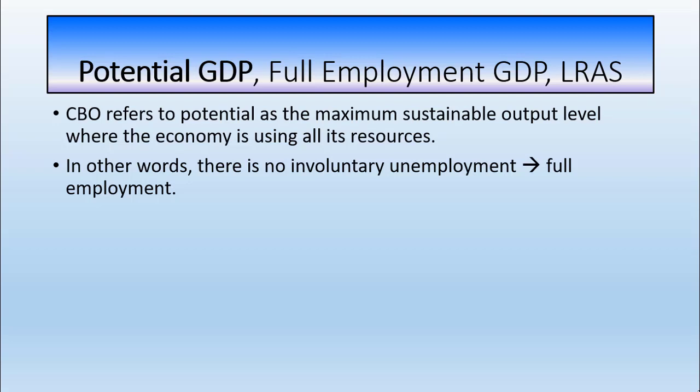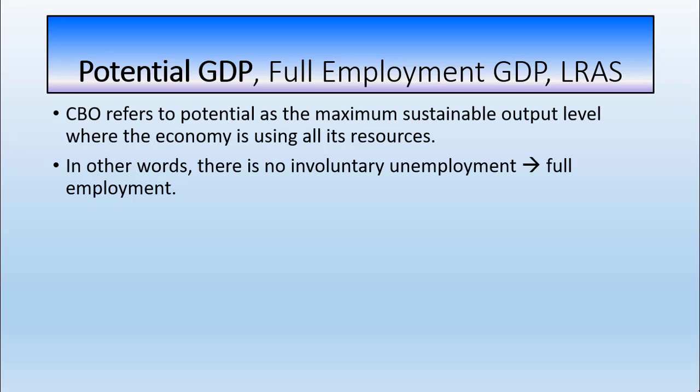First off, notice that I have put in bold potential GDP for this particular slide, and it's helpful to look at how the Congressional Budget Office defines potential GDP. The CBO refers to potential as the maximum sustainable output level where the economy is using all its resources. The key here is sustainable, meaning that it's not just plain old maximum. Maximum could be, you have maximum GDP for a particular quarter and you can't sustain it. But this is sustainable long-run output, where the economy uses all of its resources.